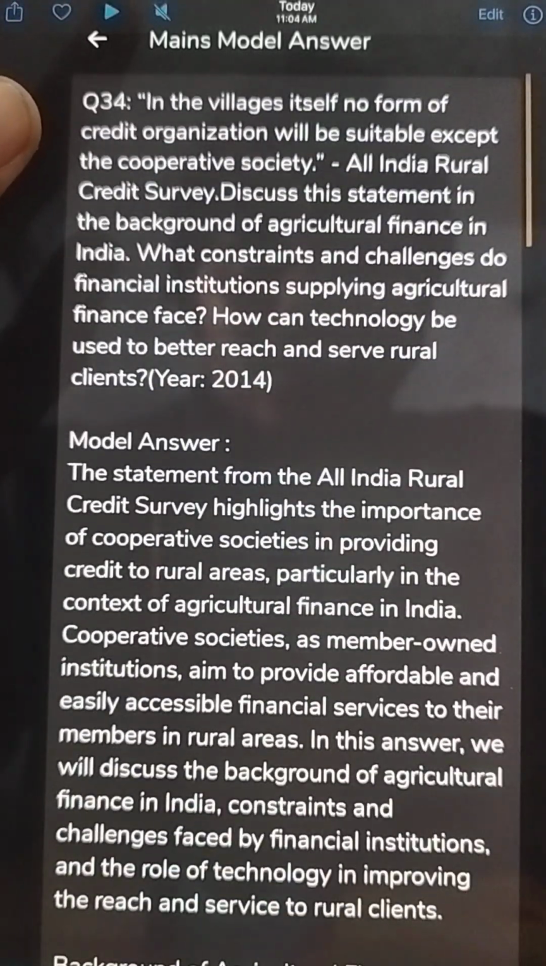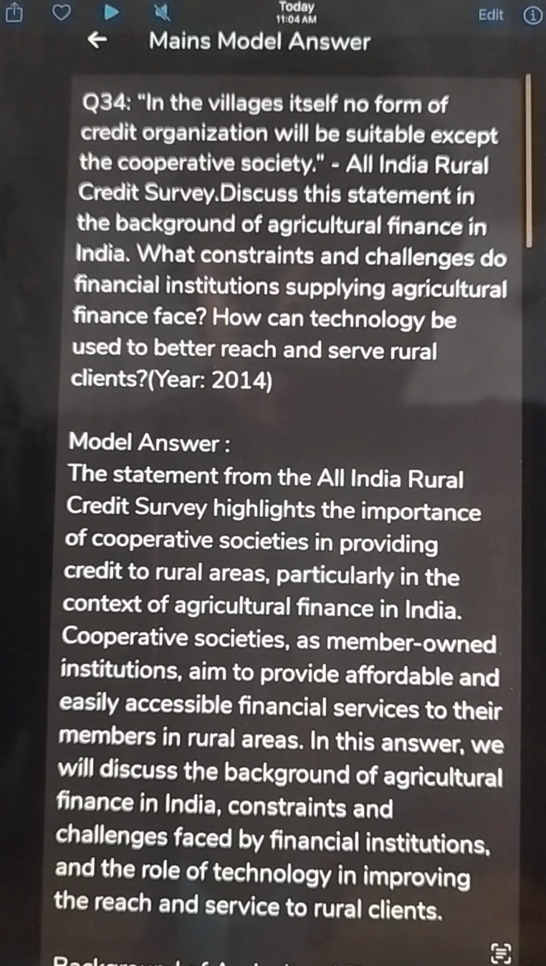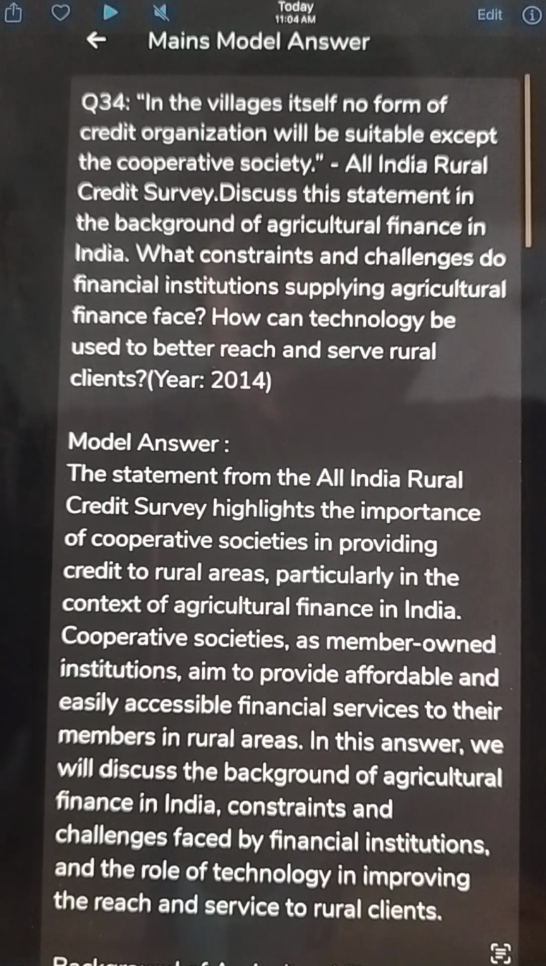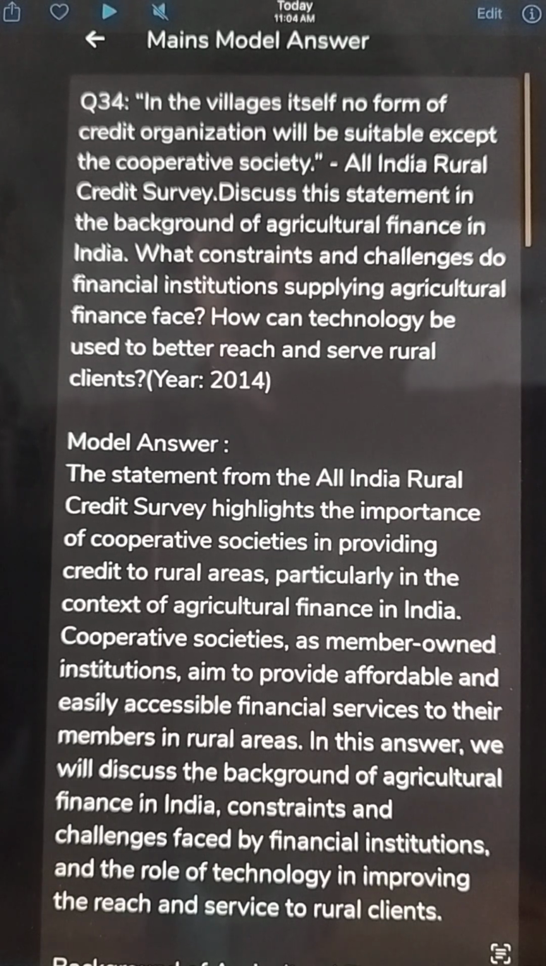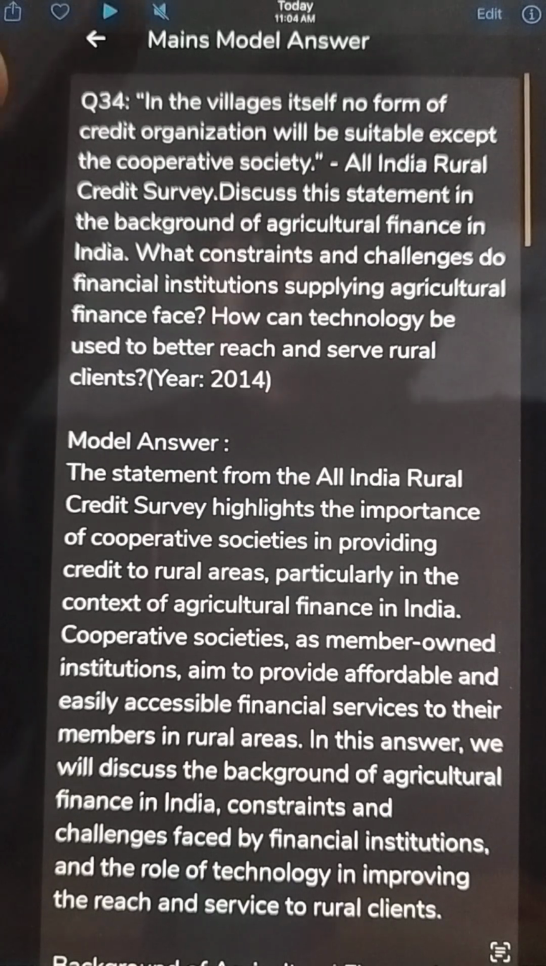Then comes the villages. Next question. In the villages itself, no form of credit organization will be suitable except the cooperative society. This is the All India Rural Credit Survey statement. So discuss the statement in the background of agriculture finance in India. What are the constraints and challenges do financial institutions supplying agriculture finance face? How can technology be used to better reach and serve rural clients?